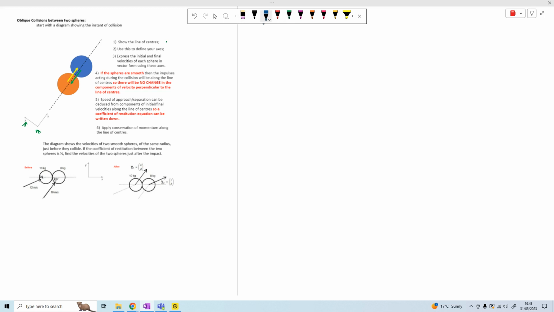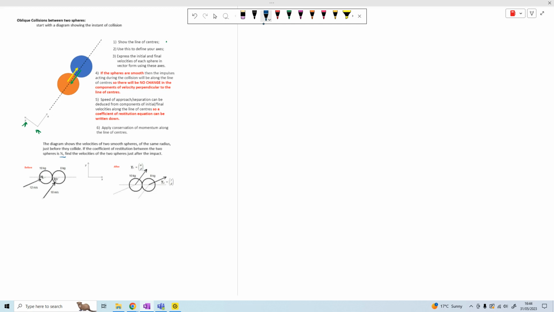So let's jump into this question and think about how we're going to tackle it. The diagram shows the velocities of two small spheres of the same radius just before they collide. If the coefficient of restitution between the two is a half, find the velocity of the two spheres after the impact. So let's define everything here. The first one is 12 going at 30 degrees. This one's at 10 meters per second, moving at 6 degrees.